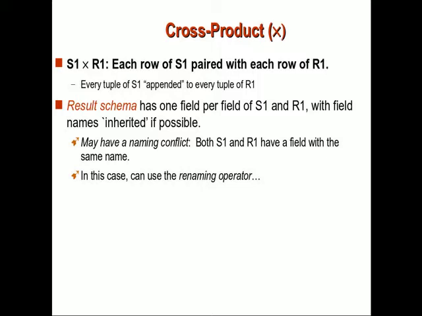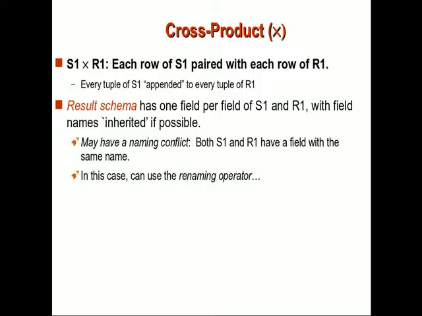By naming conflict we mean that both S1 and R1 have a field with the same name, and in this case to rectify this naming conflict we have to use the renaming operator. So now we'll look at an example of the cross product operation.